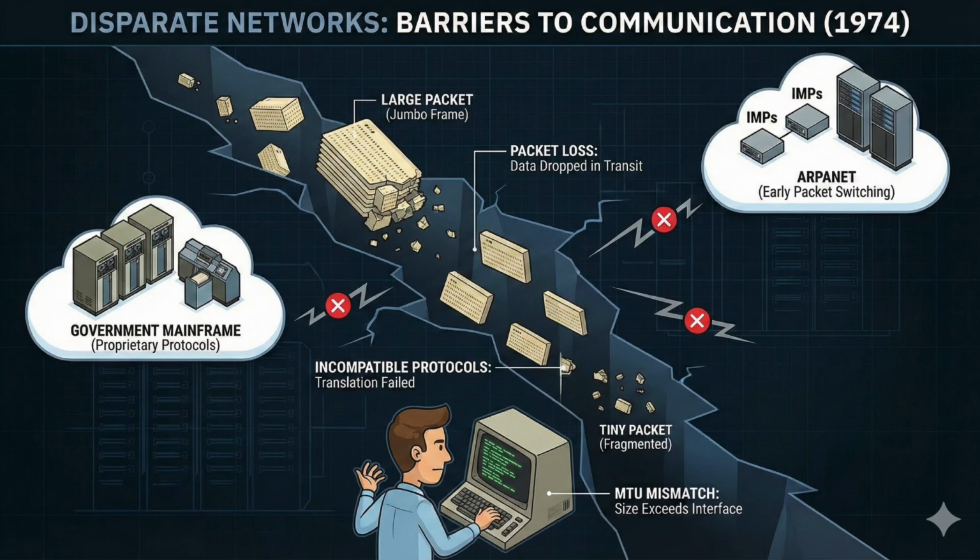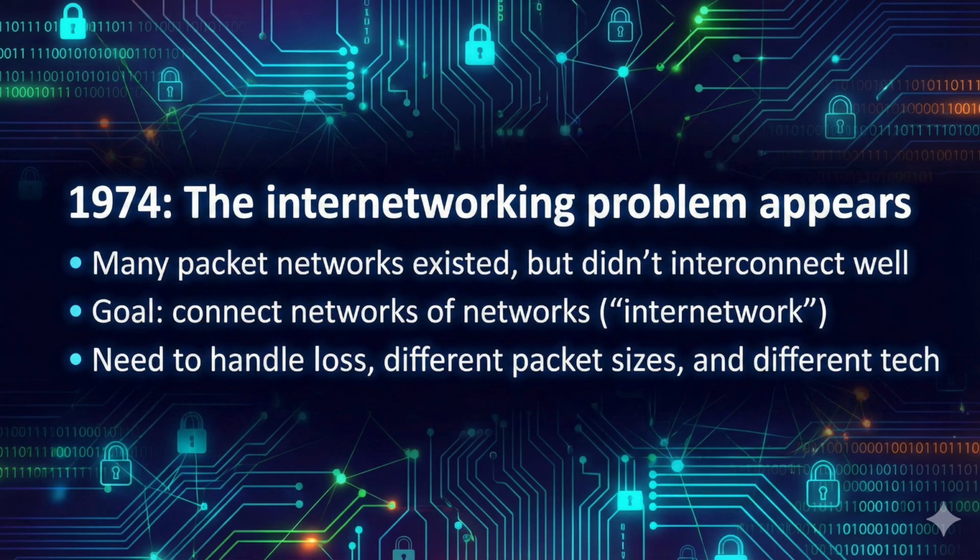But that glue has to face reality. Networks drop packets. They deliver packets out of order. They have different maximum packet sizes. Some links are fast, some are slow. So the design problem becomes, what do we standardize end-to-end, and what do we leave to the local network? This framing is the seed of why protocols evolve.